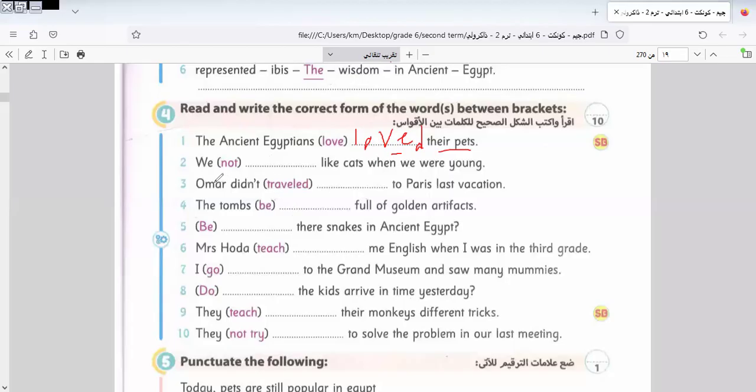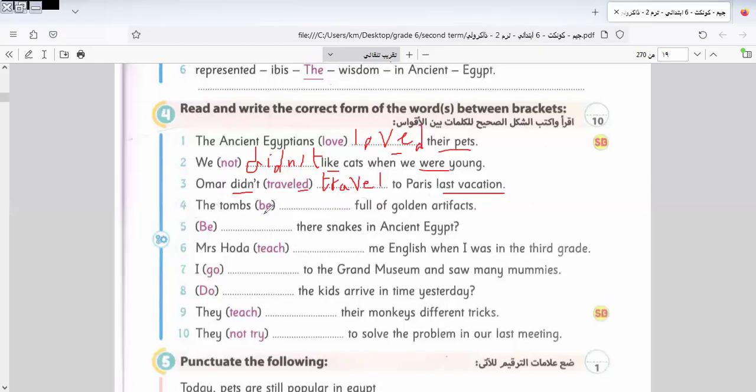Here we have the past form, so it will be: we didn't like. Here we have: Omar didn't travel to Paris last vacation, as we told you before. If we put traveled, is it correct? No, it's not correct. Why? Because, as we told you before, didn't means the verb comes in the infinitive form. We must put the verb in the infinitive form.